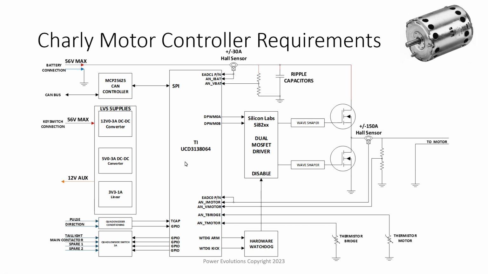The processor I'm looking at is the UCD3138064. That is a TI dedicated power controller chip. It's not intended for motor control. This is intended for AC/DC power supplies, but it's a very flexible chip. All the current loops, or the control loops, are actually run in hardware. And so you're not running into the problems of trying to make your interrupts very short to be able to do your current loops.